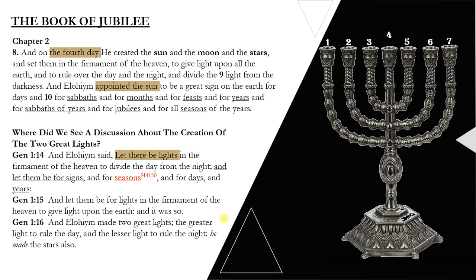"Let them be for lights in the firmament of the heaven to give light upon the earth," and it was so. And Elohim made two great lights, the greater light to rule the day, the lesser light to rule the night. He made the stars also. So we can see that the book of Jubilees is a good witness for what was written in Genesis chapter 1.